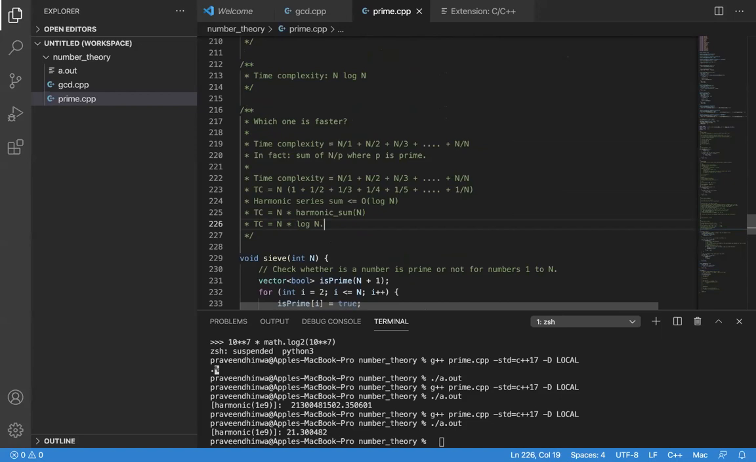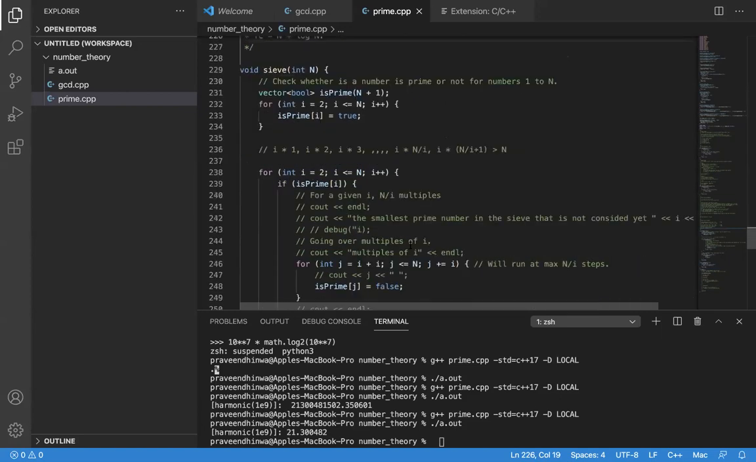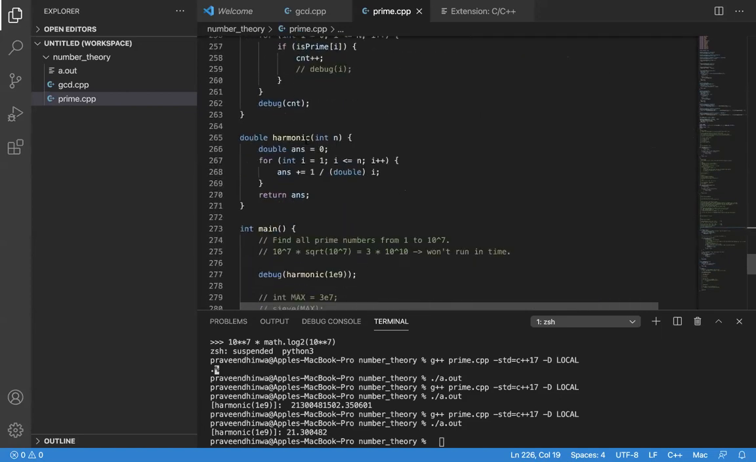Is that clear to everyone? I did not prove that the harmonic sum is bounded by log of n, but I gave you an intuition that this harmonic sum, even for a really large number, is very small. So I did not prove it, but you can at least get an intuition that this number is in fact very small. This number is not that large.